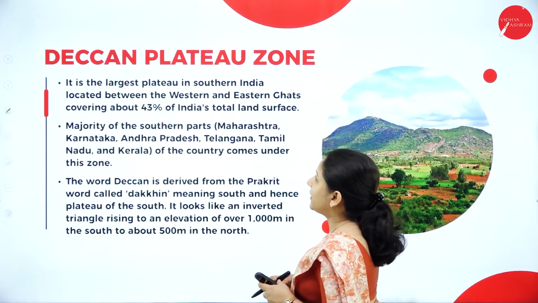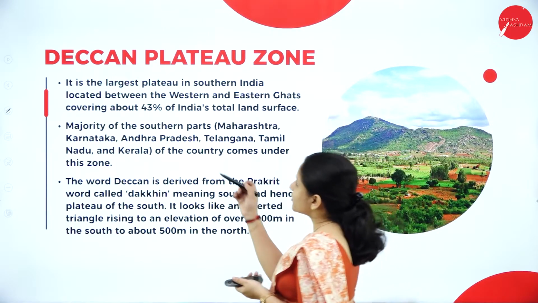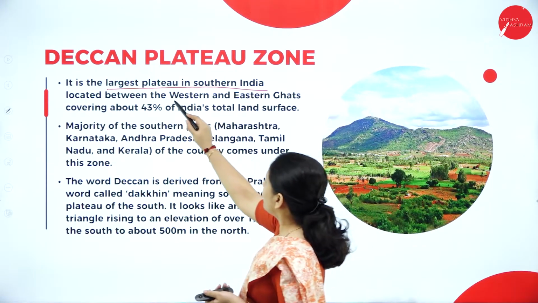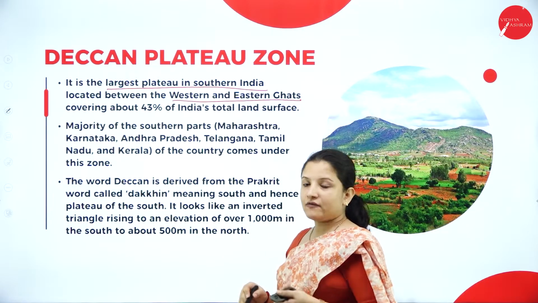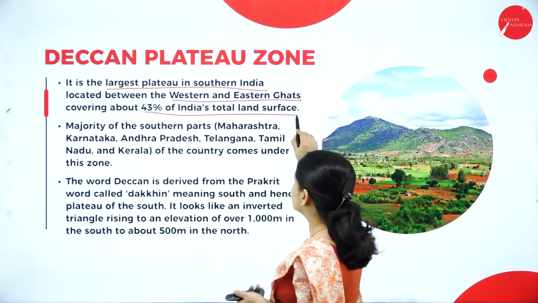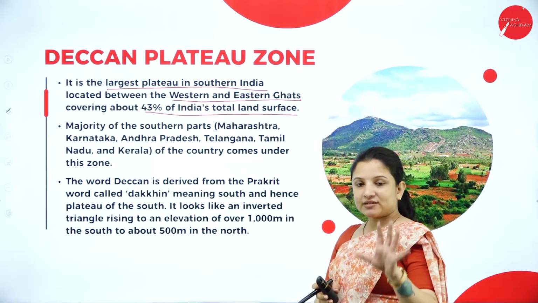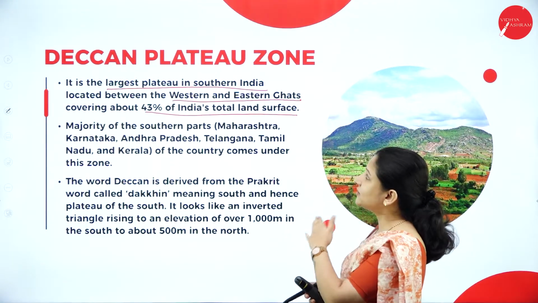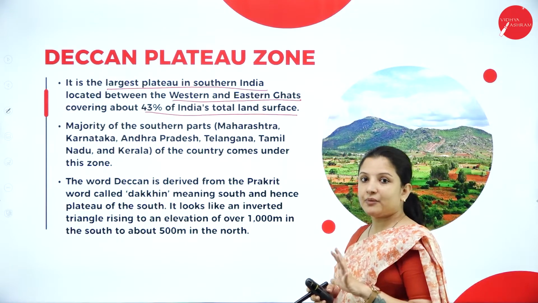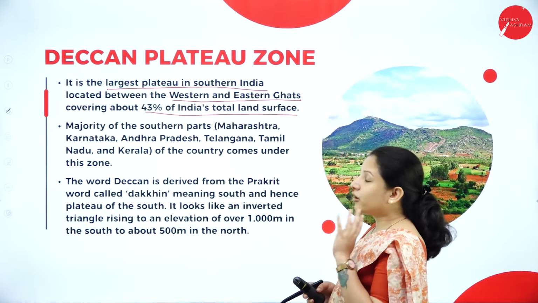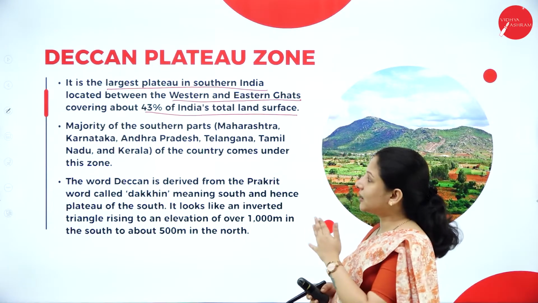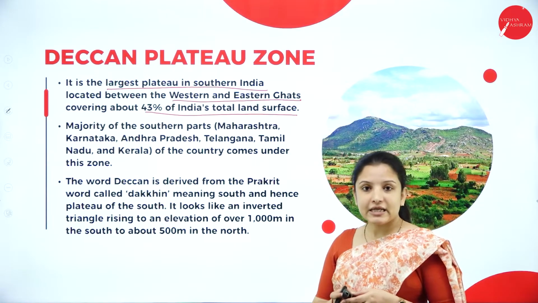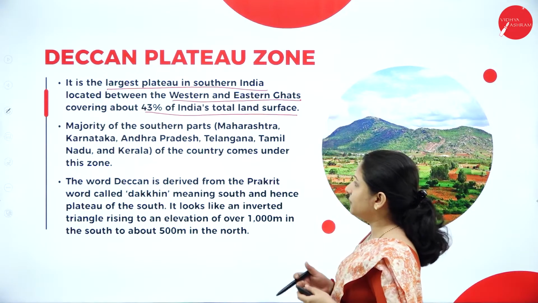So, talking about the Deccan Plateau zone. The Deccan Plateau zone is the largest plateau in southern India, and it is located between the western and eastern Ghats, and it covers about 43% of India's total land surface. So, Western Ghats covers only 5%, but in spite of that, it is rich in flora and fauna, whereas the Deccan Plateau covers 43%. Majority of the land in India is the Deccan Plateau itself, wherein 43% of India's total land surface is Deccan Plateau.